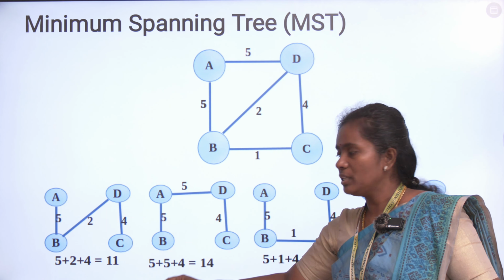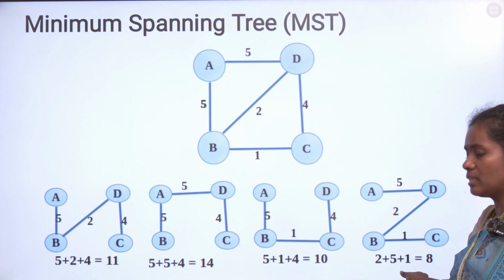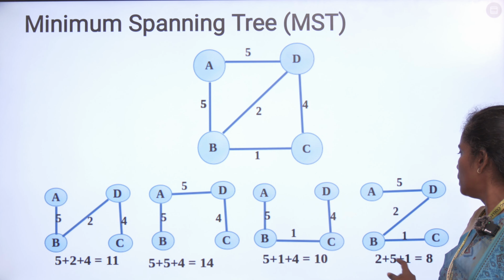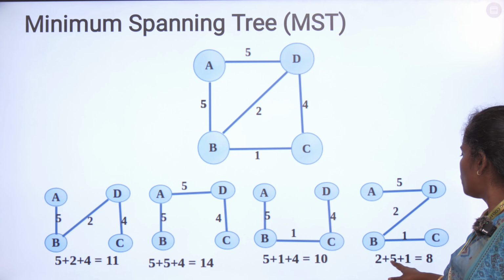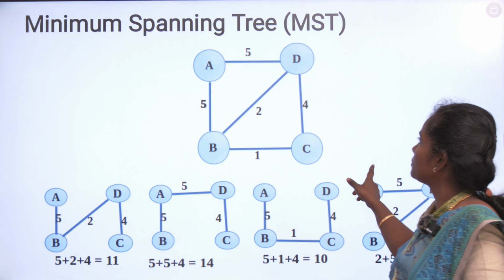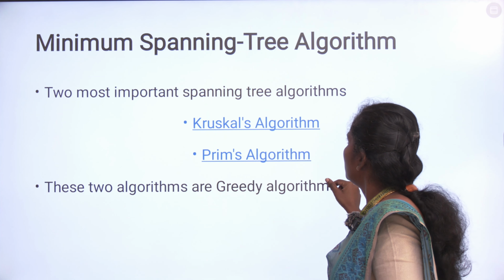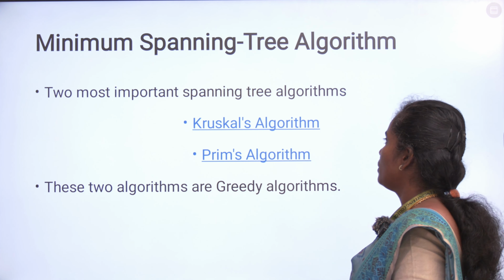Comparing these spanning trees, which one is minimum? The last spanning tree is the minimum. So the minimum spanning tree is 2 plus 5 plus 1 is 8. Next we will see the algorithms which are used in finding the minimum spanning tree.